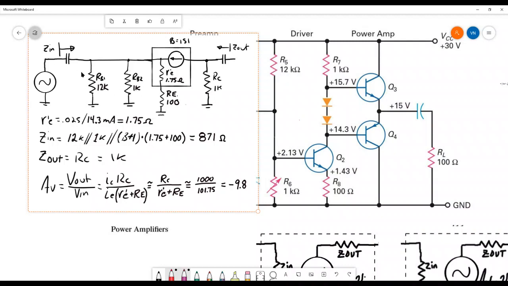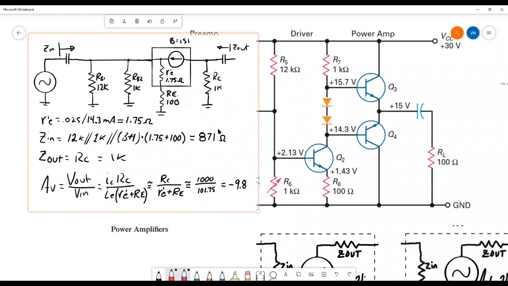That 12K goes over here to ground. This 1K goes up here to ground. Put a box in for Q2, the transistor. Off the emitter of Q2 is this 100 ohm resistor. And then off the collector, we have RC, which is 1K. The diodes we think of as a 0.7 volt DC drop, so when we go to the AC equivalent circuit, they are shorts. So they are gone from here.